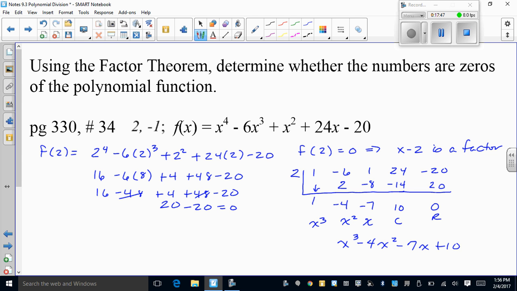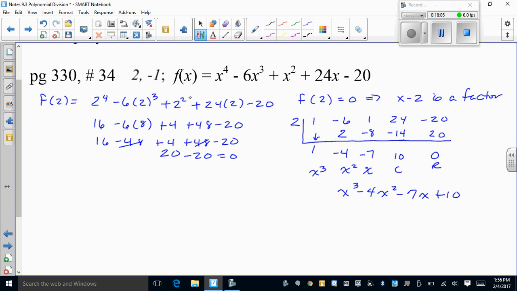Now, another thing, and this is shown more in the book than it is here, is that now that I know that 2 is a factor, I can use this one, and instead of plugging -1 into this guy, since I already found the factor of 2, I can use this guy to test f of -1, and I'll get the same answer whether I'm here or here.